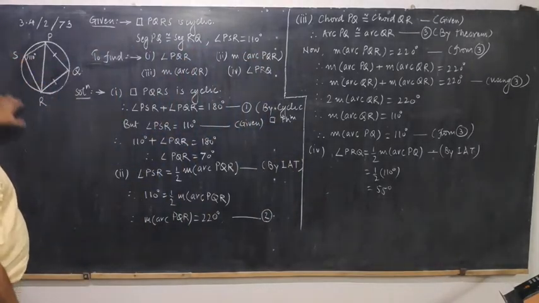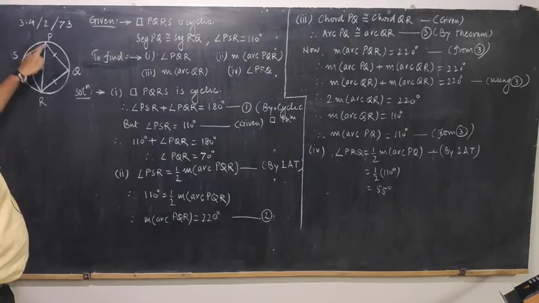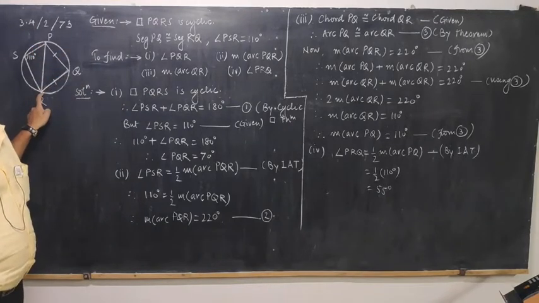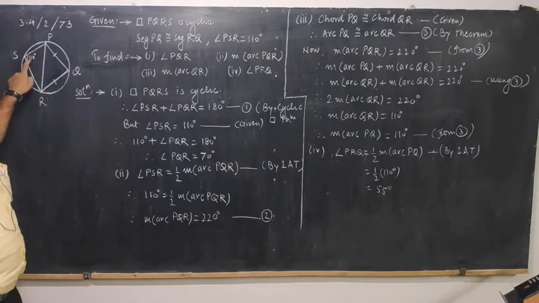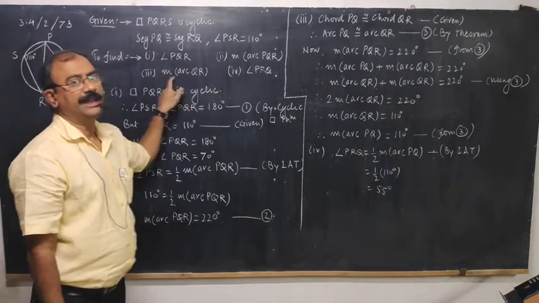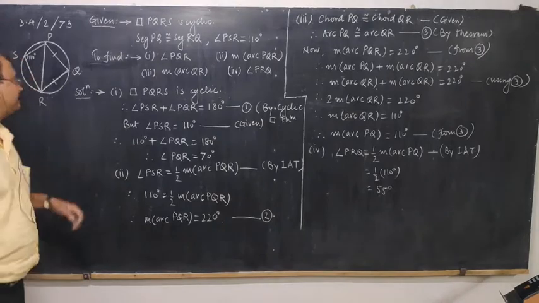Now it is given that this quadrilateral is a cyclic quadrilateral. PQ and QR are the congruent sides. The measure of this angle is 110 degrees, and these four things have been asked. Let us take them one by one.